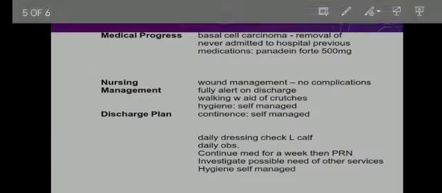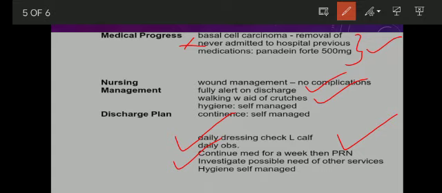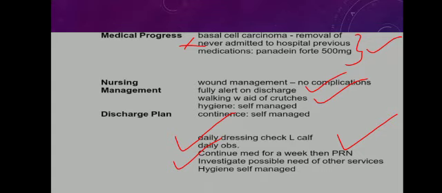Then regarding medical progress, all these things are important, right? No, never admitted to hospital previously, that is not required. Then nursing management, fully alert on discharge, important. He walks with the use of crutches. So during discharge, the patient progress given here is very important. In the discharge plan, daily dressing and daily observation are important. Medication should be continued, right? That also is important.